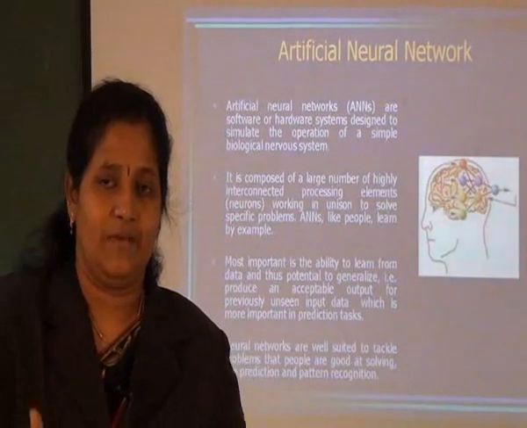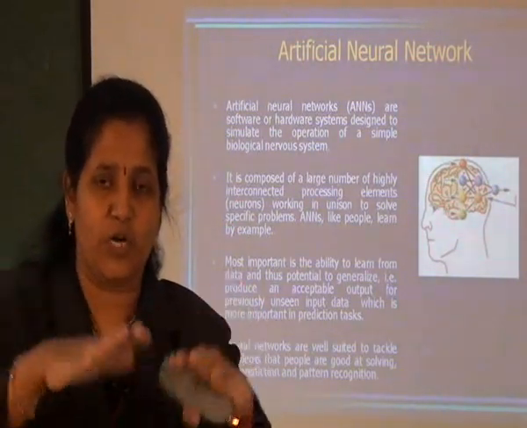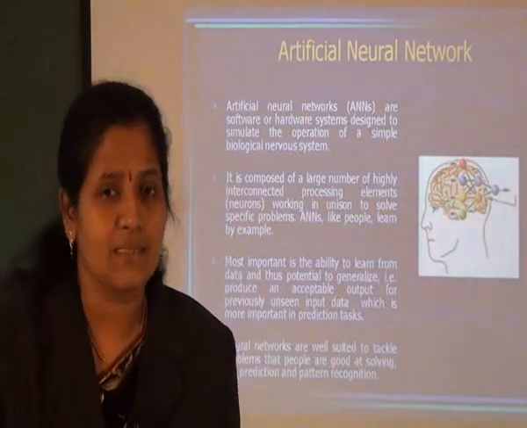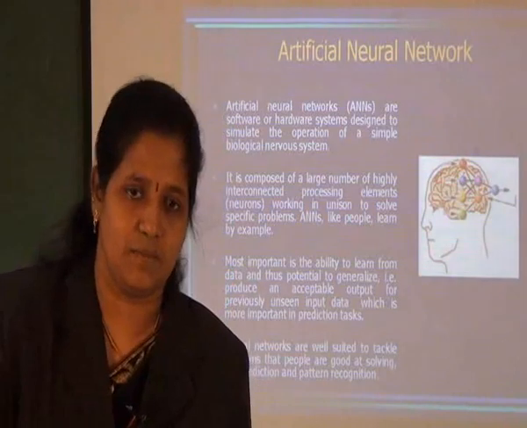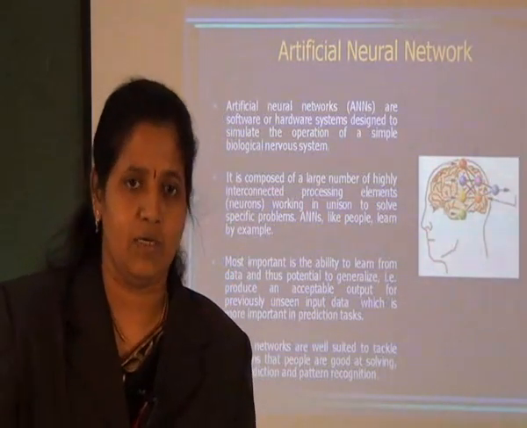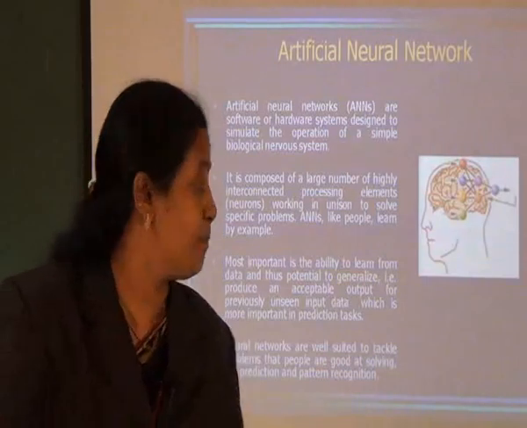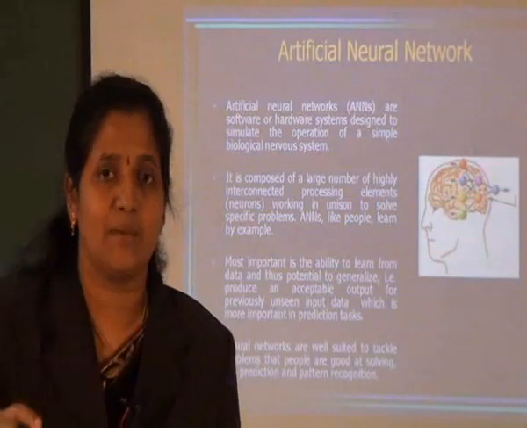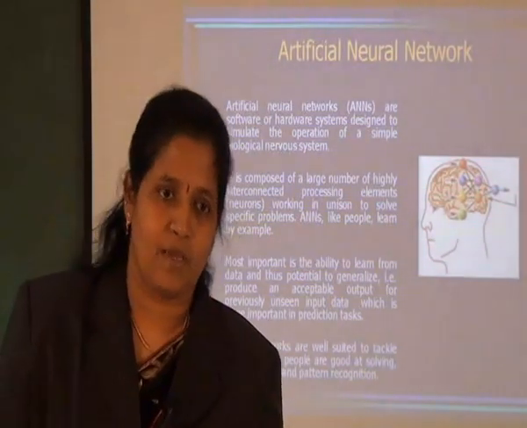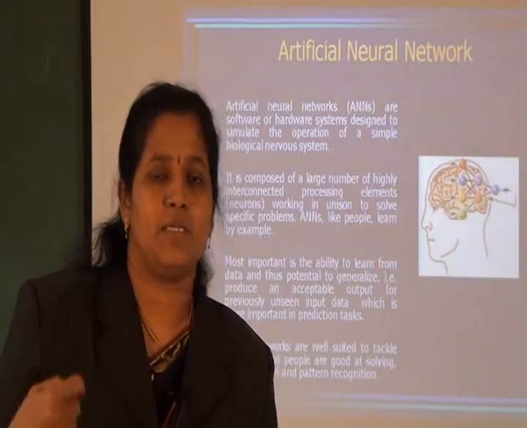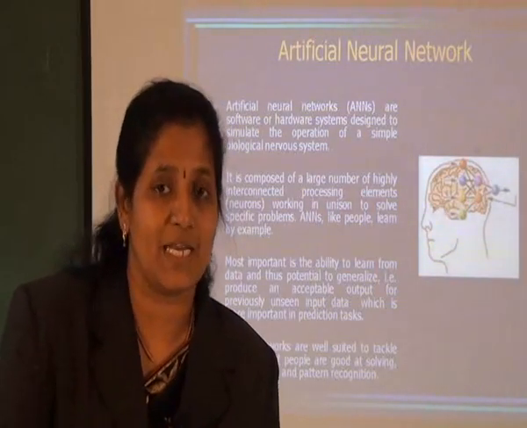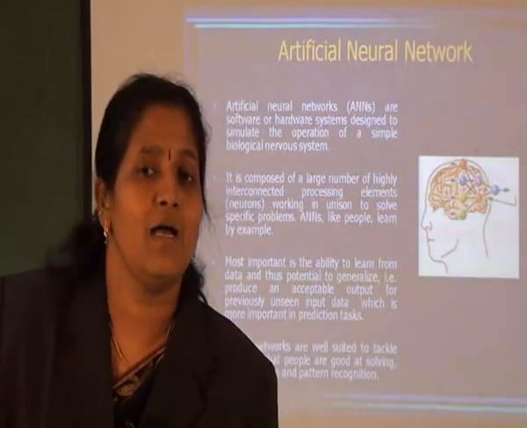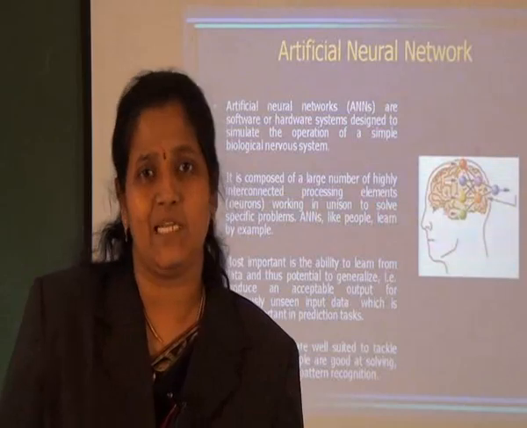If we see anything with four legs and one top, we say it's a table. If it has 4 legs, 1 top, 1 back, it is a chair. Like this, by giving input and training the network, it automatically learns like a human being. The most important ability of an artificial neural network is its ability to learn from the data, and with this ability it is able to generalize, or predict the future. So it is able to give an acceptable output for unseen input.